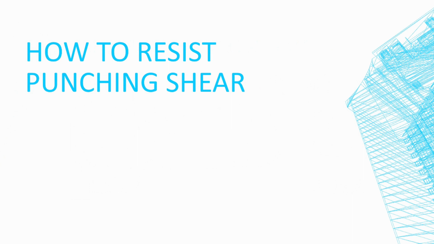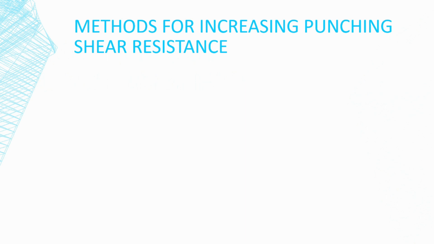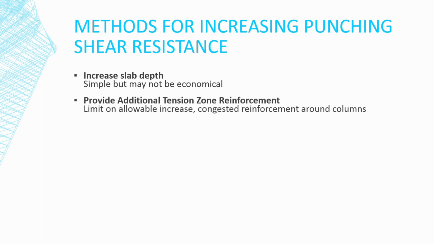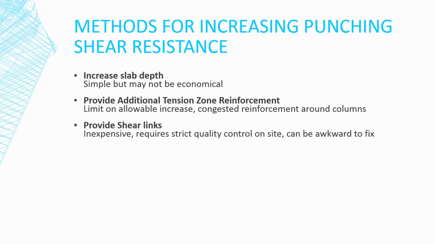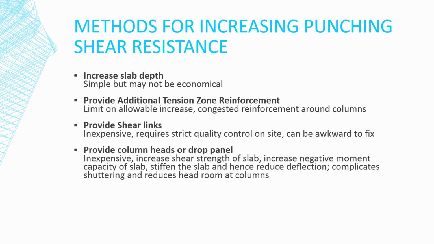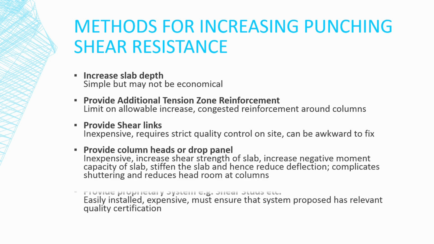We will now look at some options available to the designer to resist punching shear. There are numerous methods to increase the punching shear resistance of a concrete section, namely, increasing the slab depth, which in turn increases the area over which the shear force is distributed, providing shear reinforcement, however it should be noted that there is a limit on the resistance from additional top steel, providing shear links, which is inexpensive but requires strict quality control on site, the construction of a column head or drop panel, and the introduction of a proprietary system such as shear studs.